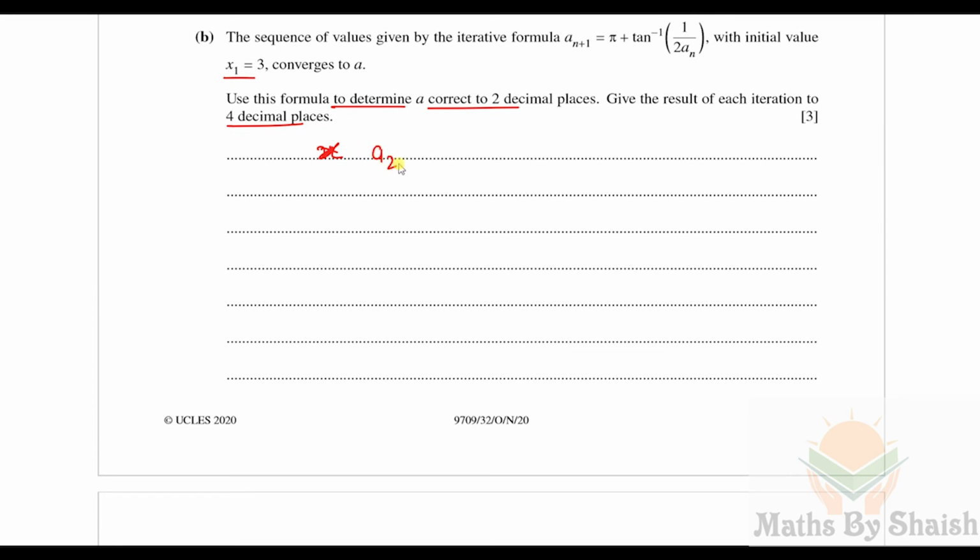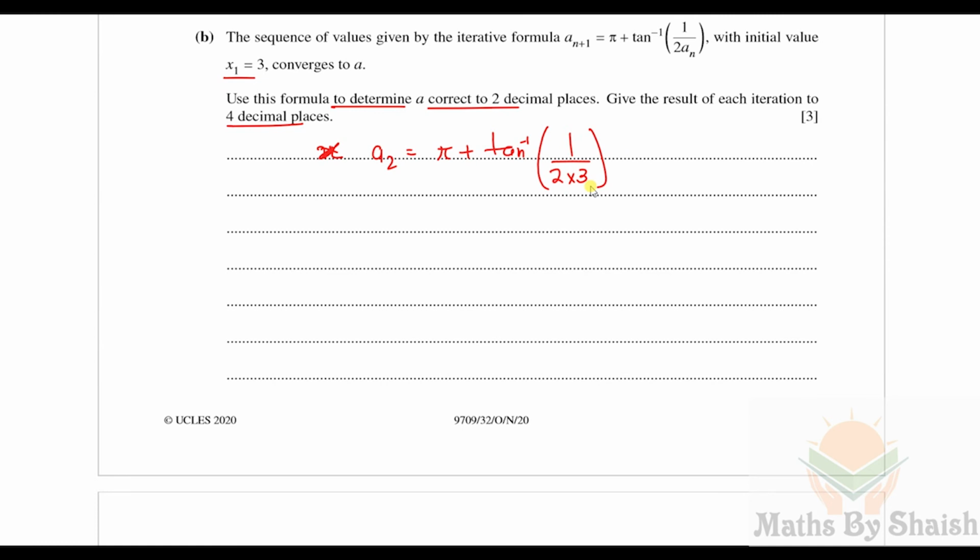So a2 would be π plus tan⁻¹ of 1 upon 2a1, and a1 is here as 3, so it is going to be 3, and we'll put it as it is in the calculator.